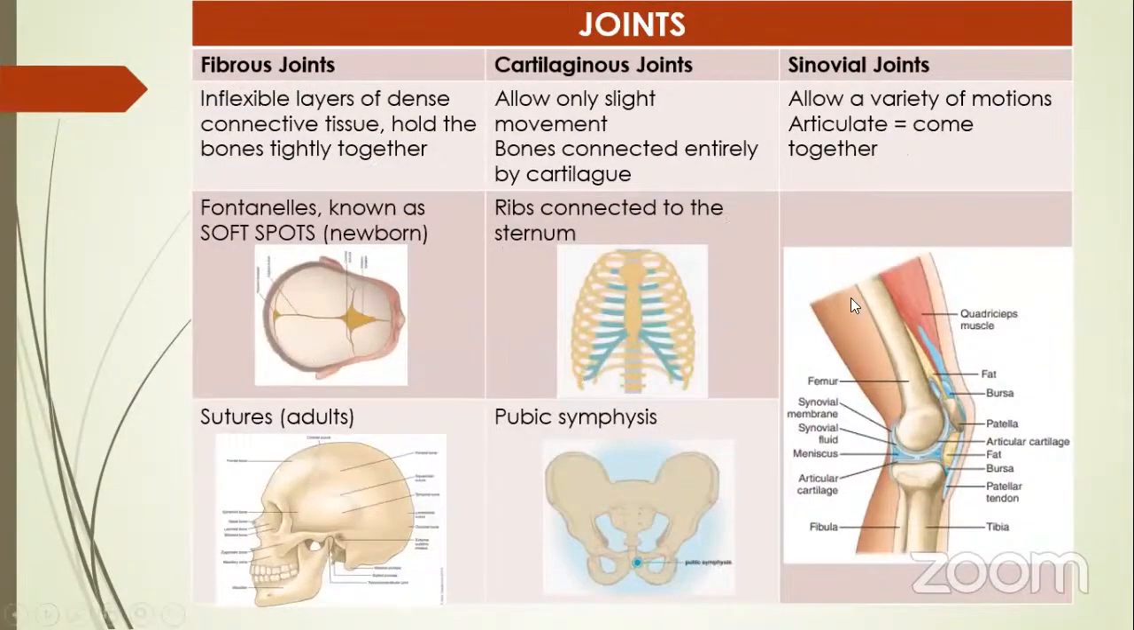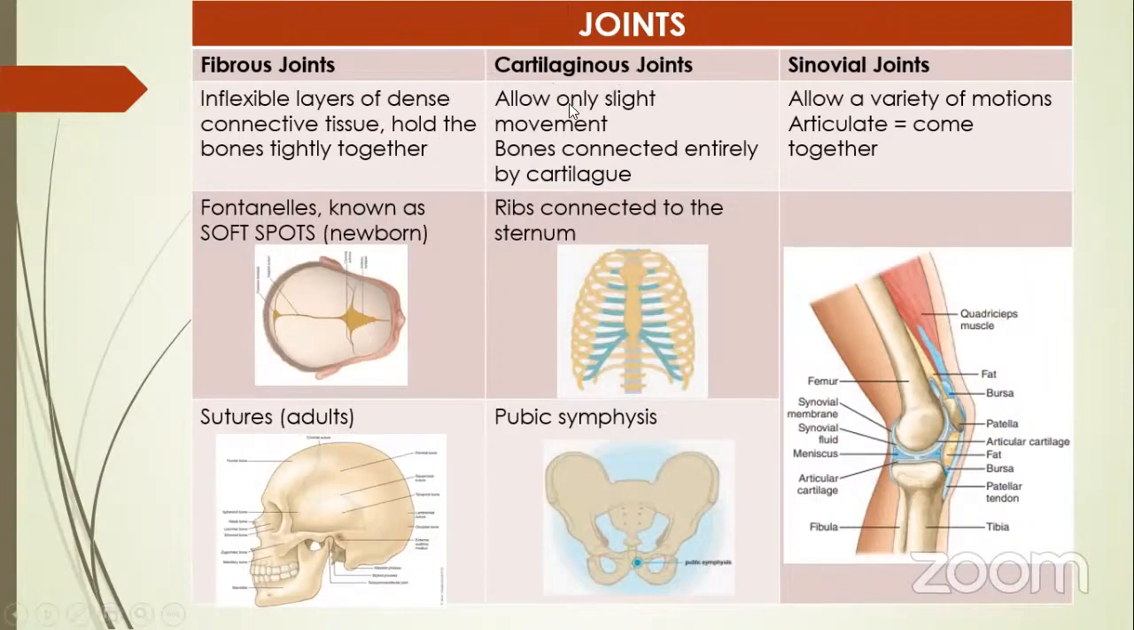This classification of joints, again, is just for information: the fibrous joints, cartilaginous joints, and synovial joints. We have the meanings, and we have some examples to check, to practice, and to consider again. The fibrous joints, inflexible layers of dense connective tissue, hold the bones tightly together, right? For example, fontanelles, known as soft spots in newborns, and they change into sutures when you become an adult.